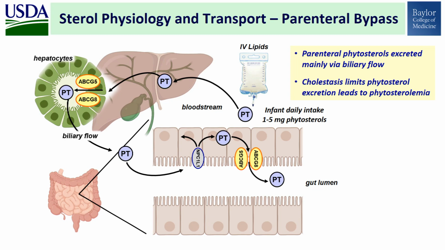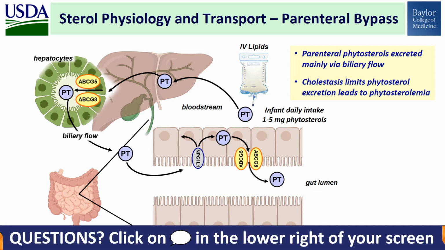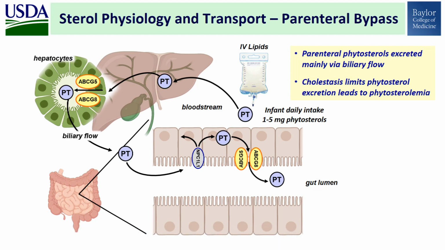Under conditions of IV lipid administration, or TPN, in infants in this case, where the phytosterol intake might range between 1 and 5 or upwards of 10 milligrams per day, these phytosterols bypass the enteral route of absorption and go directly into the bloodstream. They are then taken up by the liver, and under normal conditions where there's normal biliary flow, these phytosterols would be transported out of the liver into the biliary system through the ABCG5 transporters and then excreted in the gut through the normal route. However, under conditions of cholestasis, as we'll talk about today, phytosterols accumulate in the liver because these transporters are downregulated for various reasons which I'll talk about. And so there's a limited excretion of phytosterols under conditions of phytosterolemia, and they accumulate both in the liver and in the blood.